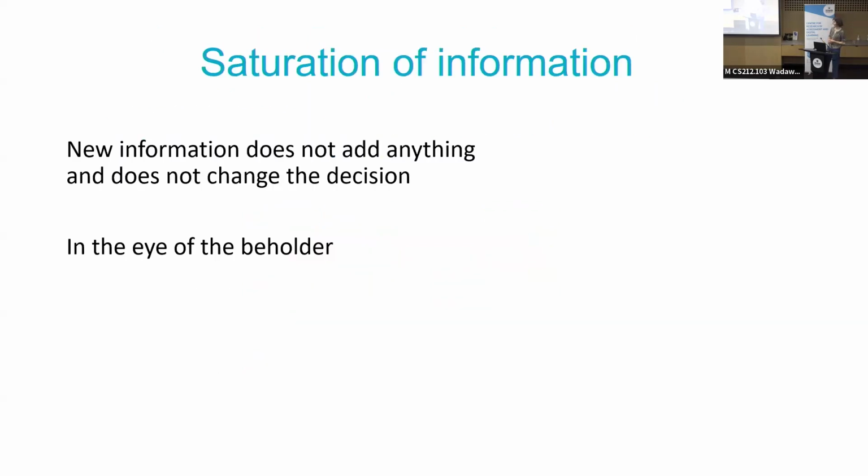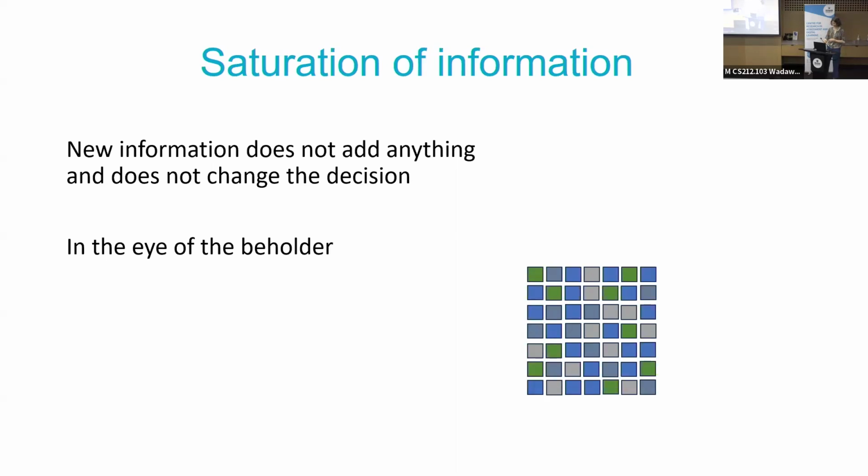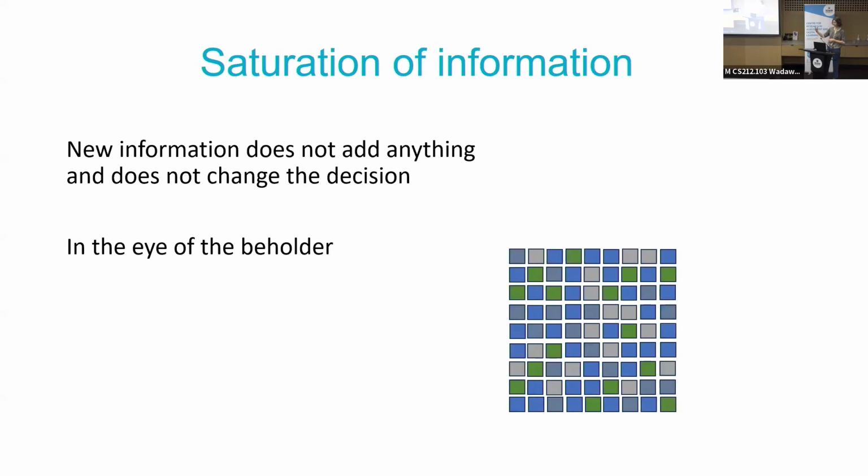Then we go to the second idea, saturation of information. And saturation in qualitative research means that new information doesn't add anything, and it doesn't change the decision you would make about the student. So it goes like this. You got some pieces of information, some data points. More, hey, you see the green one appeared. Then some more. And then you reach, in this example, saturation as no more information is needed. And saturation is in the eye of the beholder. So it's not something you can define beforehand.